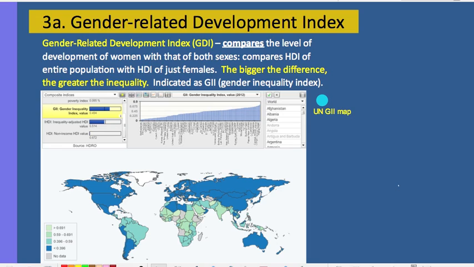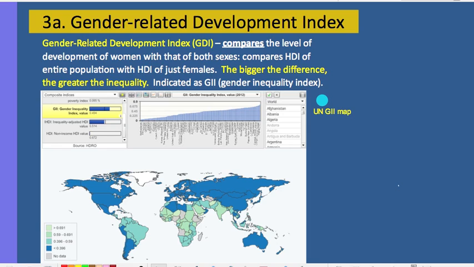The gender-related development index compares the level of development of women with all of society, the whole population, so men and women. It uses all the same HDI indicators for just women and then compares them to see if there's inequality. So the bigger the difference between these development indicators for just women and for the entire population, the greater the inequality.